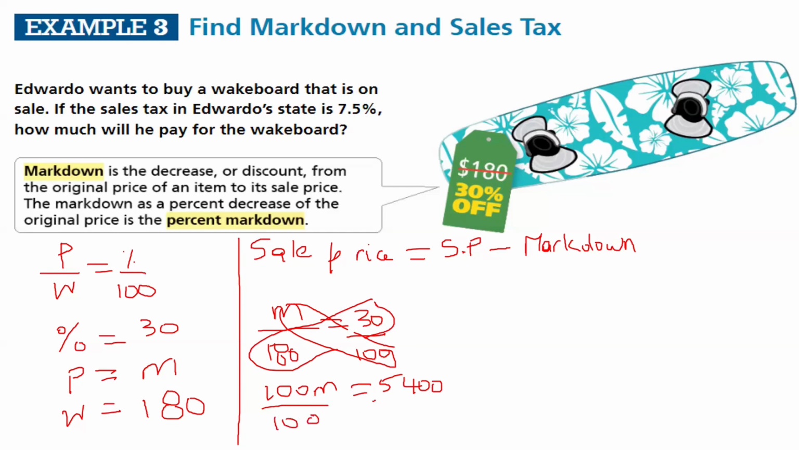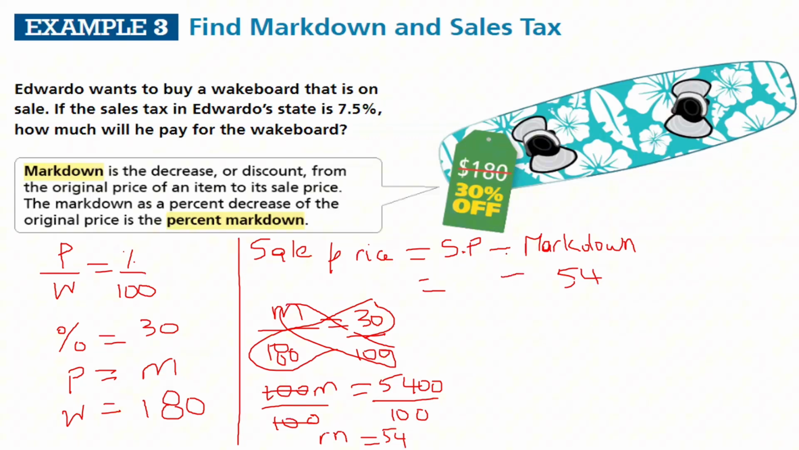Because if it's an equation, whatever I do to the left of the equal sign, I have to do the same thing to the right. So if I divide the left by 100, I need to do the same thing to the right. So 100 cancels out 100 in the denominator, and 5,400 divided by 100 is 54. So right now, our markdown is $54. So the 30% reduction in the selling price is basically $54 as it relates to money.